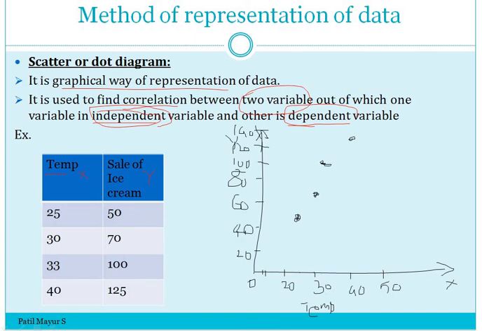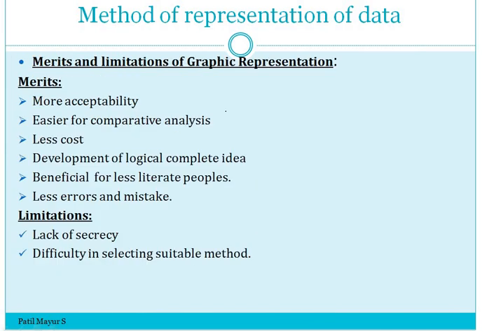If we draw a straight line passing through these dots, it becomes your scatter diagram. So that is about the scatter diagram. It shows a positive correlation, which we will learn in the correlation chapter. So that is the graphical method of representation of data.